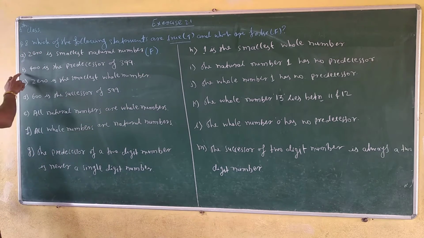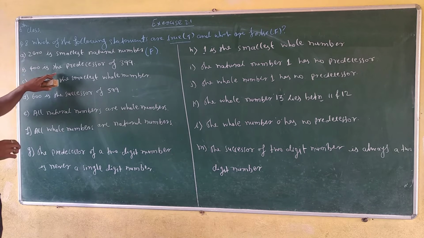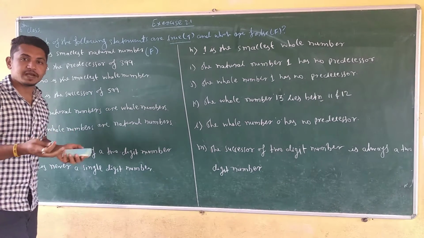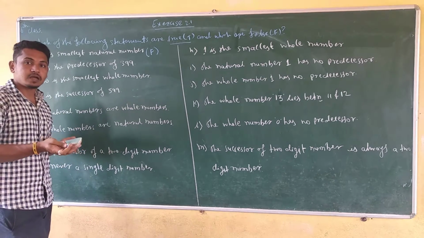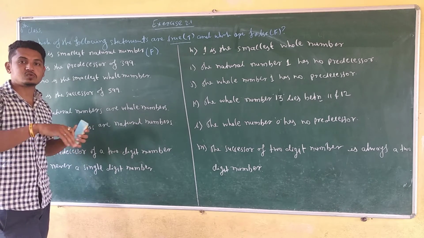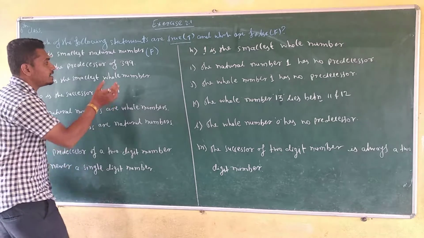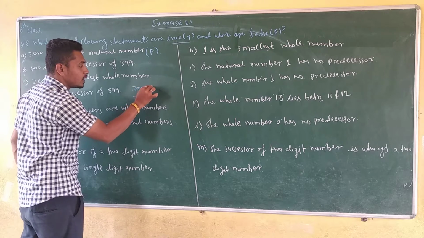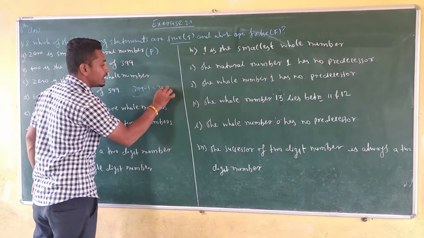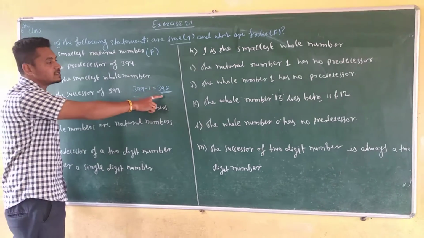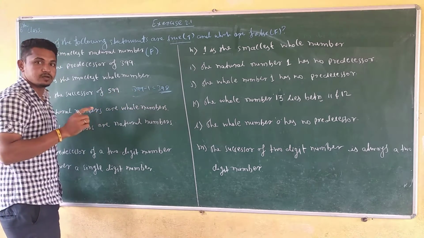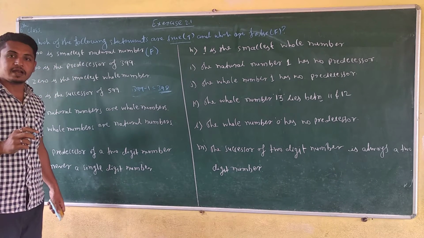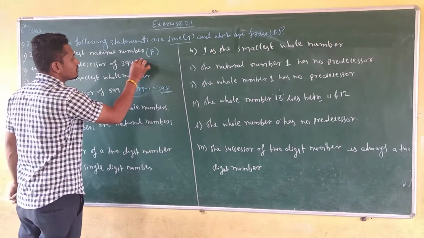Next, see here B. 400 is the predecessor of 399. What is a predecessor? Predecessor means what comes before, and successor means what comes after. How do you find the predecessor of 399? 399 minus 1 is equal to 398. So 398 is the predecessor of 399. But in the statement, 400 is given as the predecessor of 399. So this statement is false.